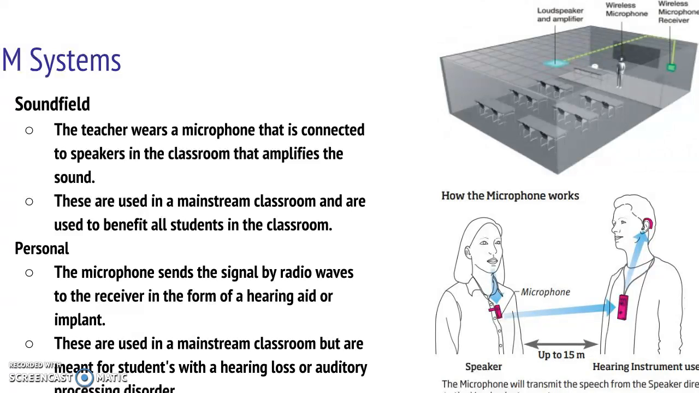The second type of item we'll be talking about in our presentation is an FM system. There are 2 different types of FM systems. A sound field, which is where a teacher can wear a microphone that is connected to their classroom. This device is commonly used in mainstream classrooms and is used to the benefit of all students. A personal one is a microphone that sends a signal by radio waves to a receiver for a student who needs the device. They are also used in mainstream classrooms but can be used anywhere for students with a hearing loss or auditory processing disorder.